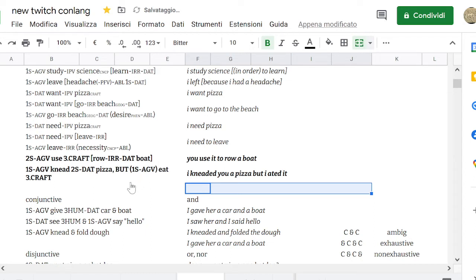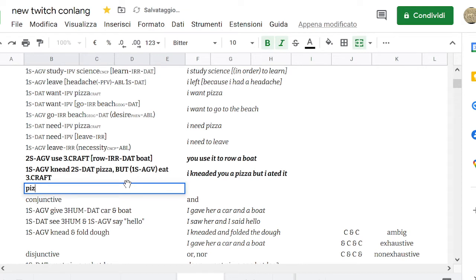Okay, so pizza is the topic, really, so pizza's going to come first. Need. And then I'm the agent of that. And then for you. Pizza, I needed for you. And then, but, I ate it. Now, the it would actually be the pronoun. It was eaten by me. So, eat, and then first person agent this time, because the first-person agent will come after eat. Now, here, the third-person craft will be optional because it's referring back to pizza. So, pizza was needed by me for you, but was eaten by me, is kind of how you do something like this in English.